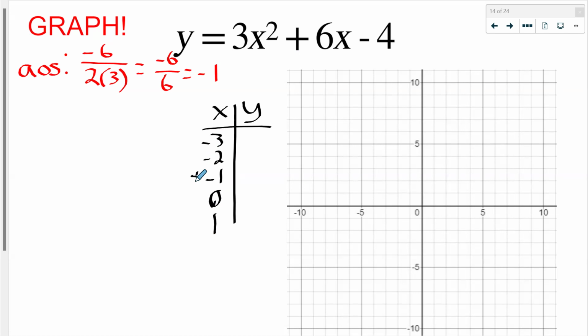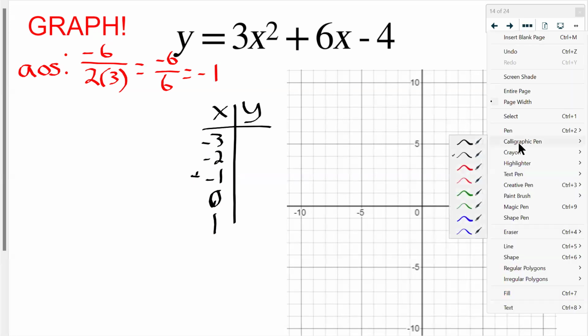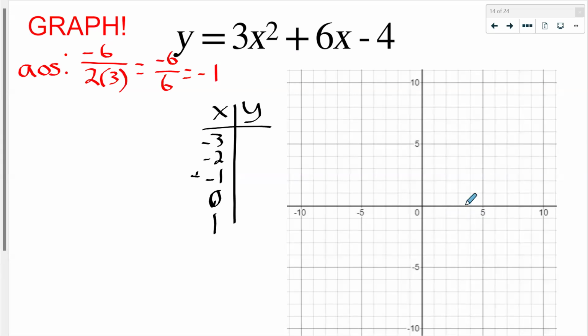After we found our AOS and we create our XY chart, we now need to find the Y value here, because that's going to be our vertex. So to do that, we're going to take this negative 1 and plug it in place of X. So we're going to have y equals 3 times negative 1 squared plus 6 times negative 1 minus 4. And we do have to do the math. So negative 1 squared is 1. So we have 3 times 1, which is 3.